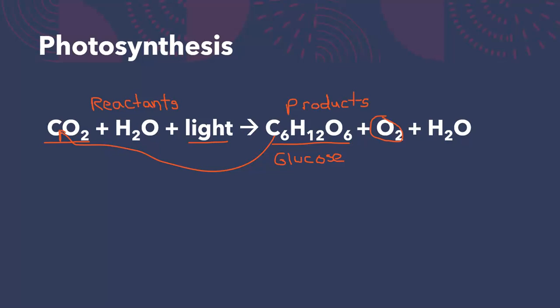Plants don't need all the oxygen that they make, so some of that oxygen is given off in the form of this oxygen gas, and this oxygen actually comes from the water molecule. I know carbon dioxide also has oxygen, but it's actually the oxygen from the carbon dioxide that goes into the glucose molecule and not the oxygen gas that's given off. Okay, and then water is reformed, but we're not going to worry about that so much.